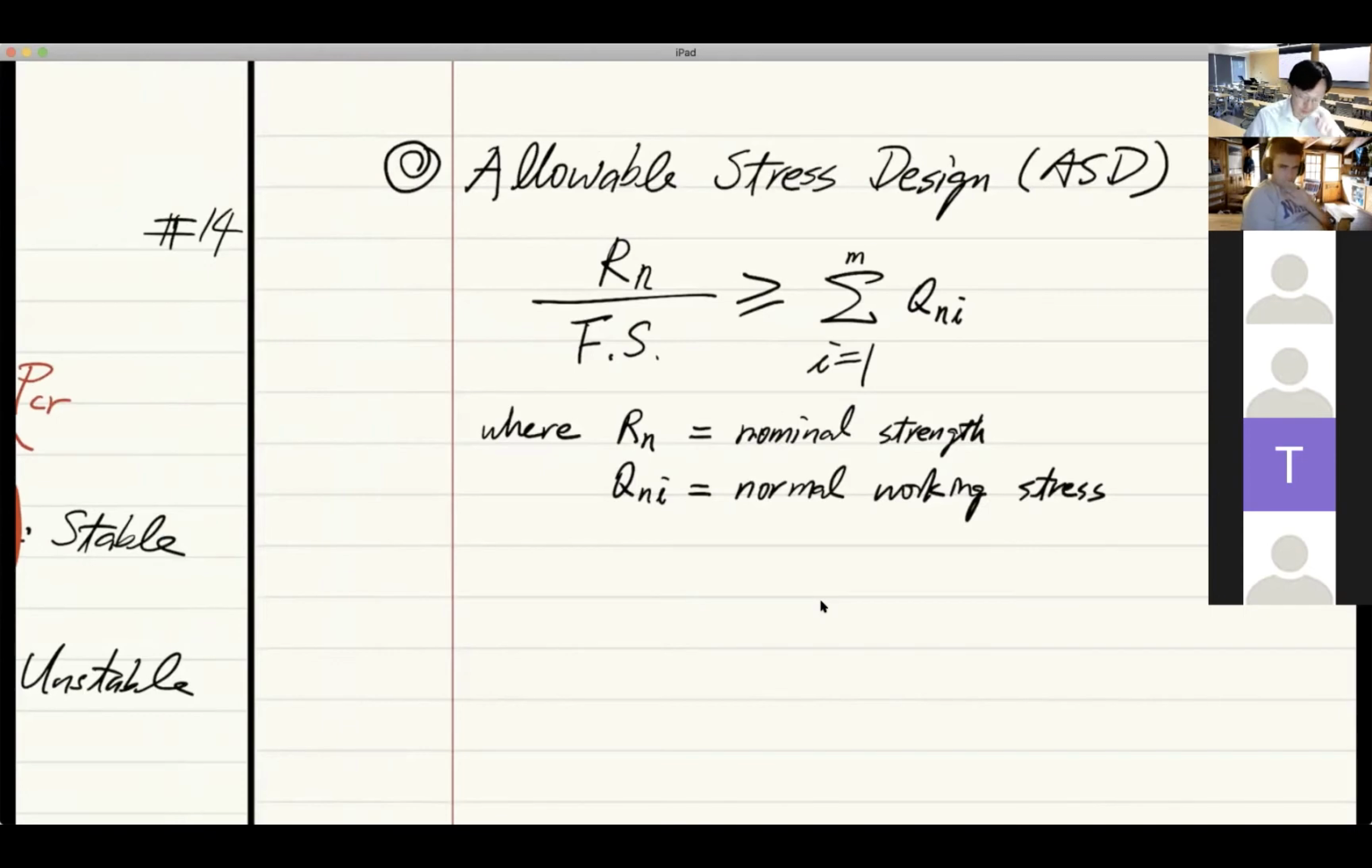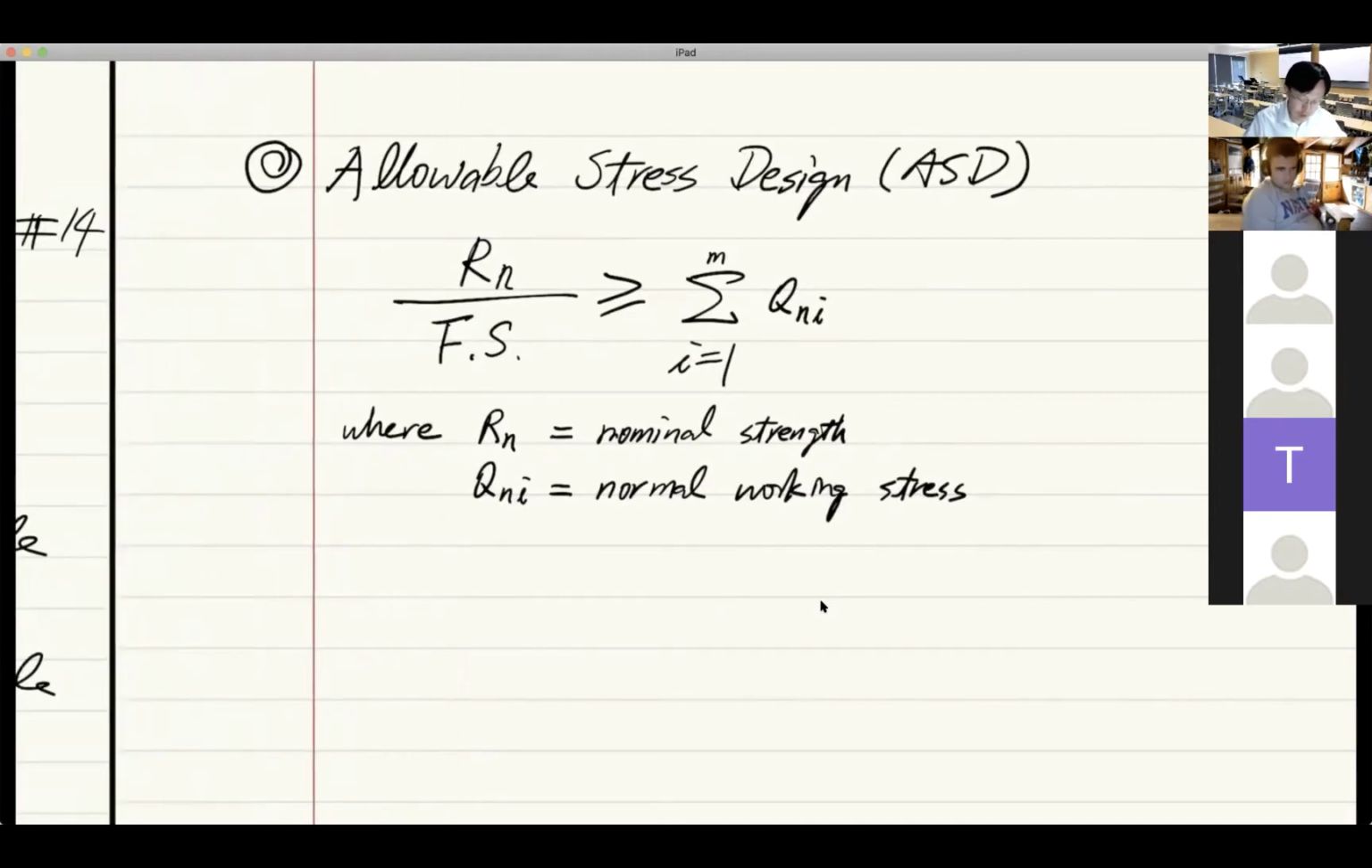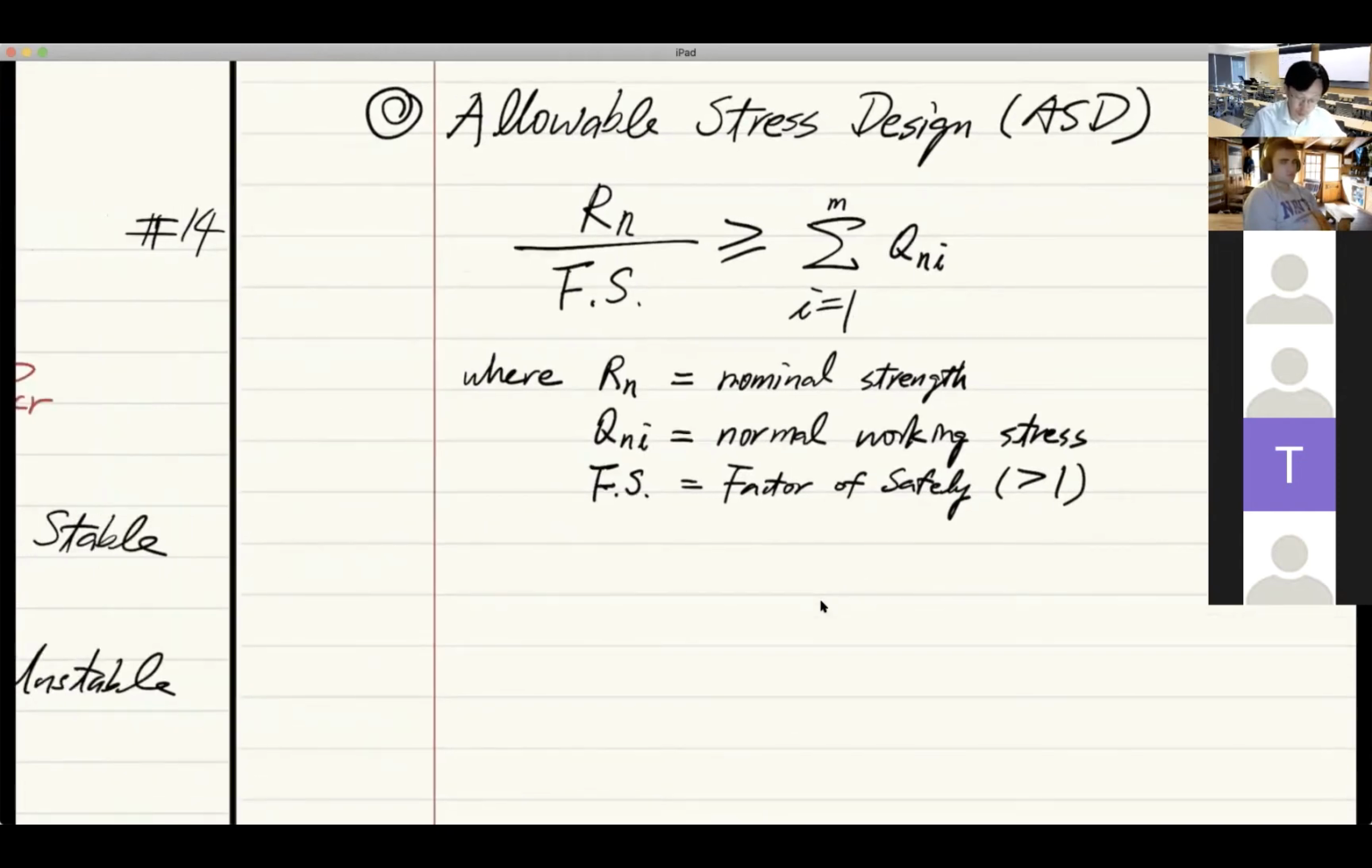In other words, the margin of safety is achieved by reducing the nominal strength, because in this case, the factor of safety here is usually greater than 1. So by reducing your nominal strength, we have preserved the safety margin of the structure. That's the concept in allowable stress design.